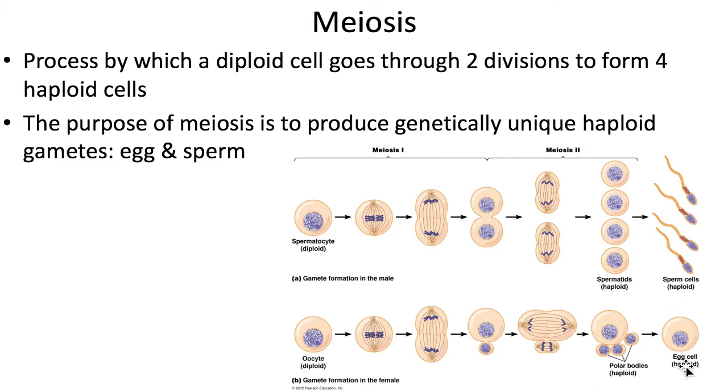And sperm and eggs are kind of special because unlike the other cells in our body, which have 46 chromosomes, sperm and egg have only 23. They have half the information the other cells do, so they are haploid.